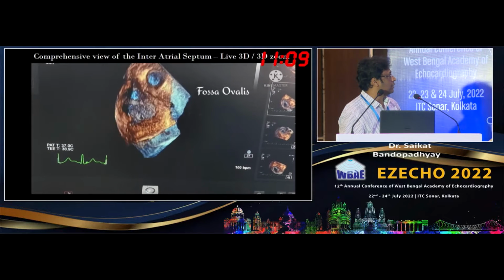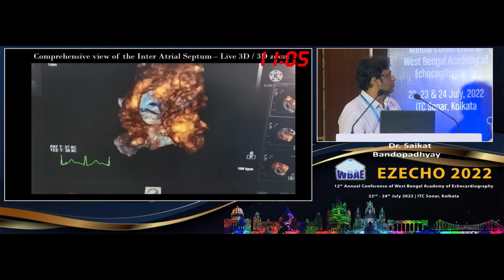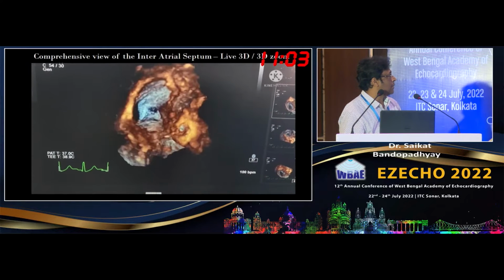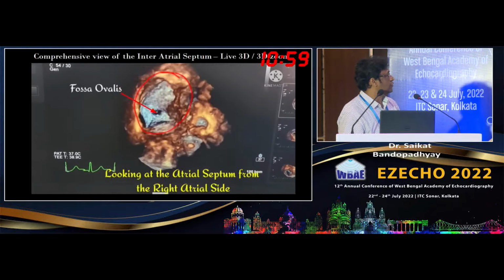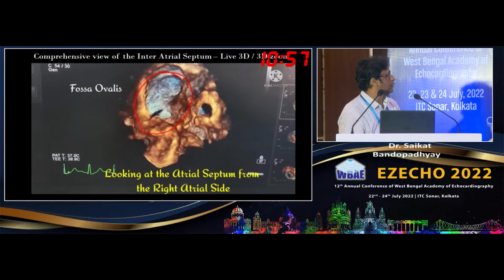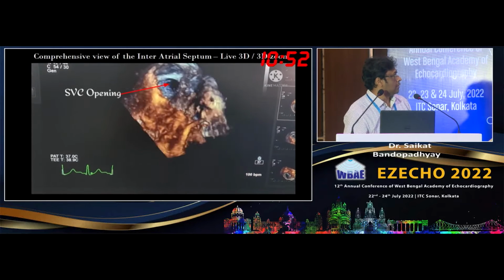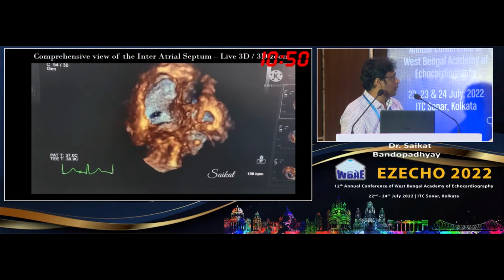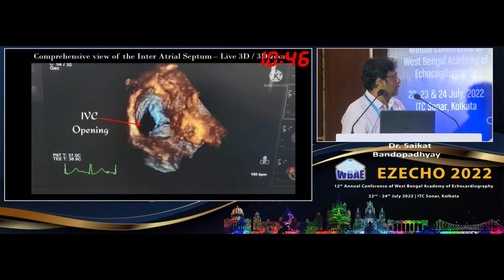And you turn even more to the right. What you see is again the interatrial septum and the relationship of the septum with the SVC, which is, as you turn, that's the fossa ovalis. As you turn up, you can see the opening of the superior vena cava. And as you tilt it down with the trackball, you're looking at the IVC.